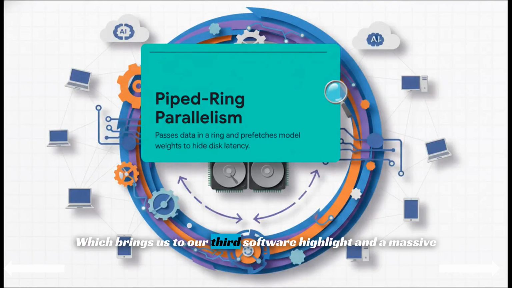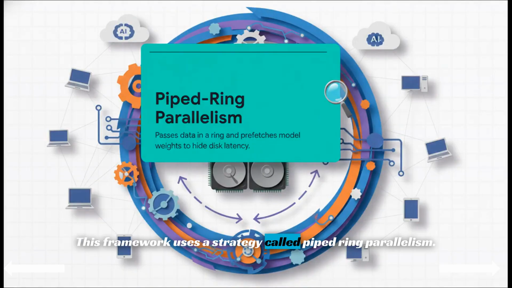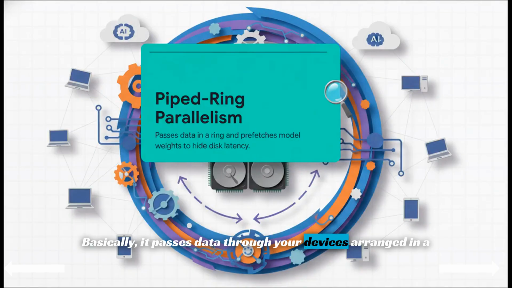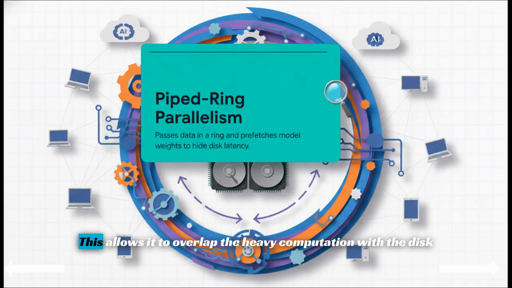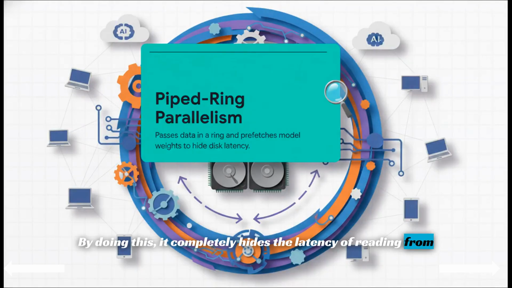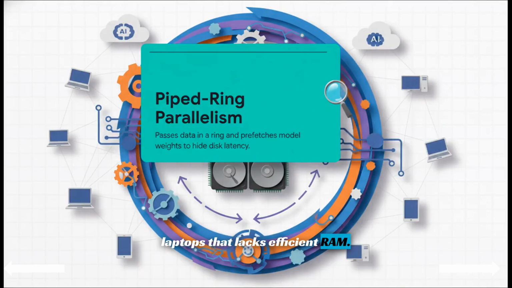Which brings us to our third software highlight, and a massive breakthrough, prima.cpp. This framework uses a strategy called piped ring parallelism. Basically, it passes data through your devices arranged in a logical ring, but its real superpower is that it aggressively prefetches upcoming model weights. This allows it to overlap the heavy computation with the disk loading. By doing this, it completely hides the latency of reading from slow consumer hard drives. It makes massive models run fast, even on cheap, low-resource laptops that lack sufficient RAM.